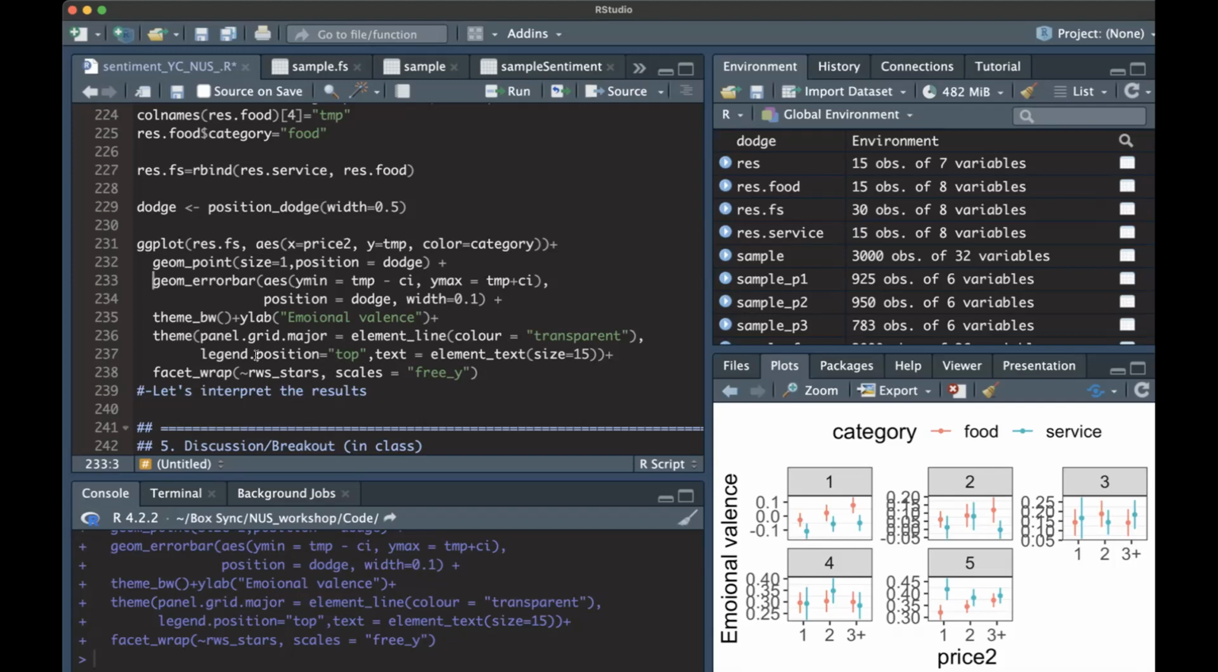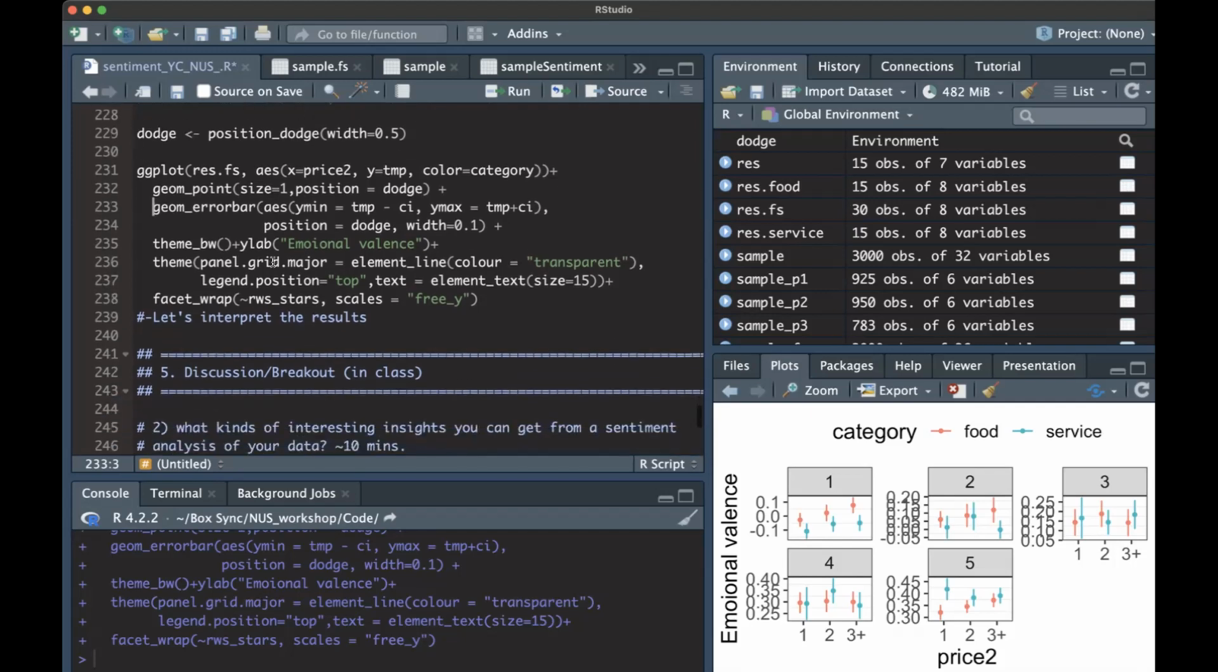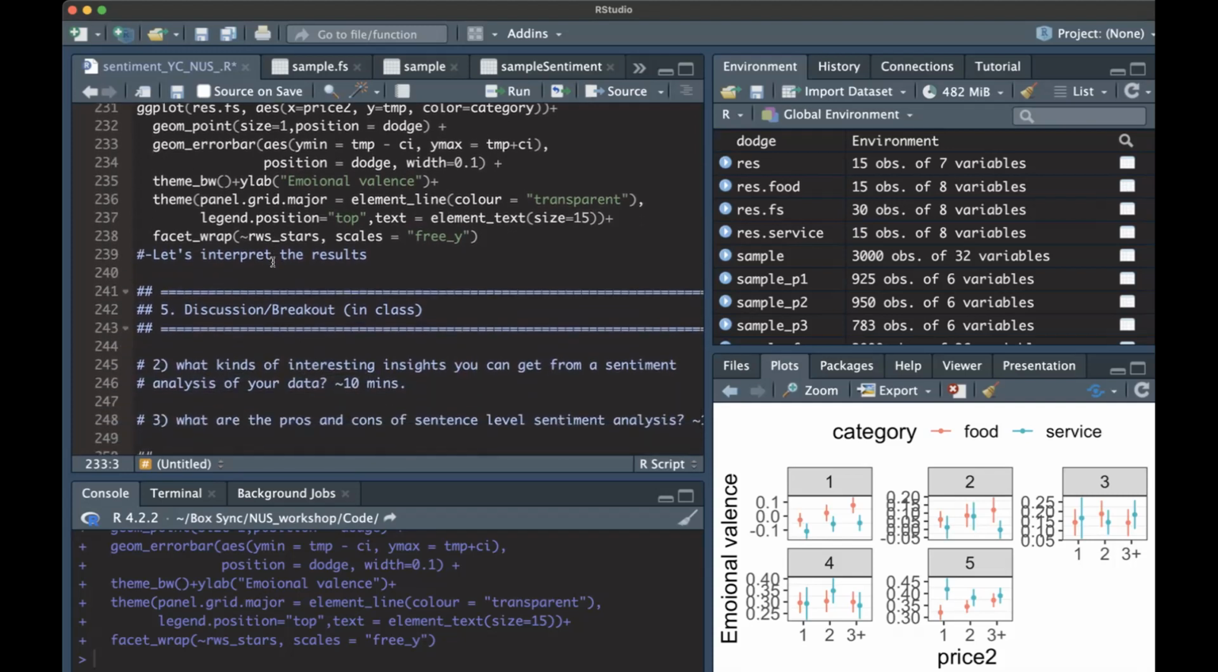So I hope that it will not be a one-time use sort of code. I think you can easily adapt this for your own needs, especially for other dimensions of sentiment.